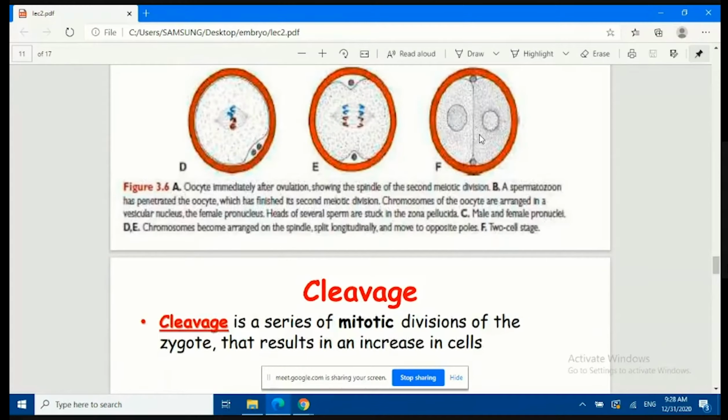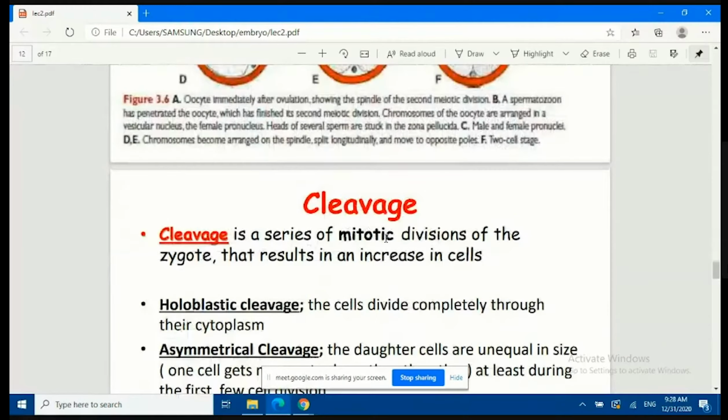Okay, so cleavage is a series of mitotic divisions of what? Of the zygote. From the definition, I want to see the words that will give me the full meaning of the term we have. I need some words that I am searching for in order to understand whether you understood the cleavage itself or not. So the cleavage is a series of mitotic divisions of the zygote that results in an increase in cells.